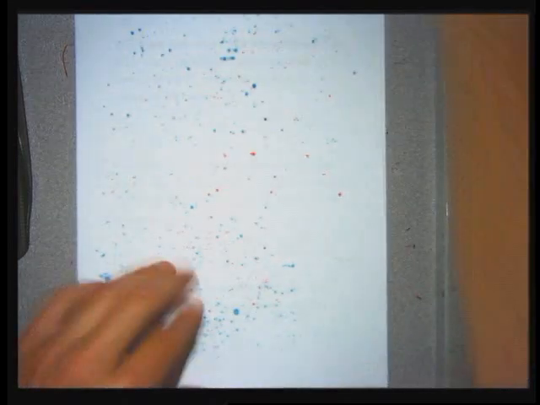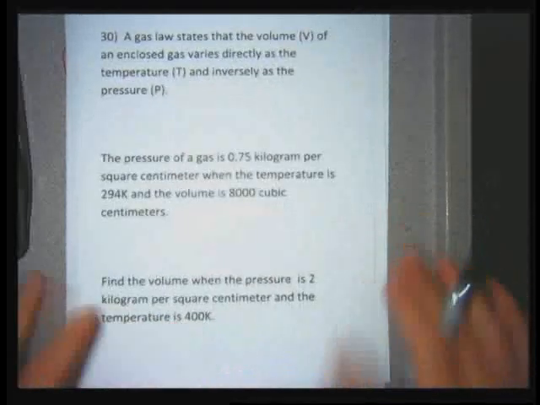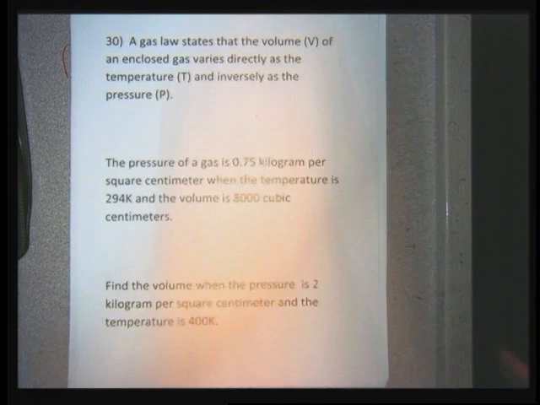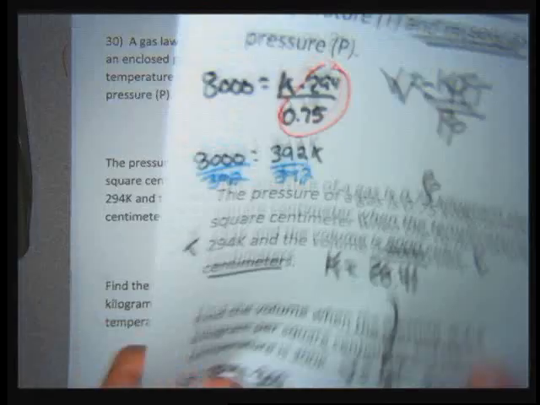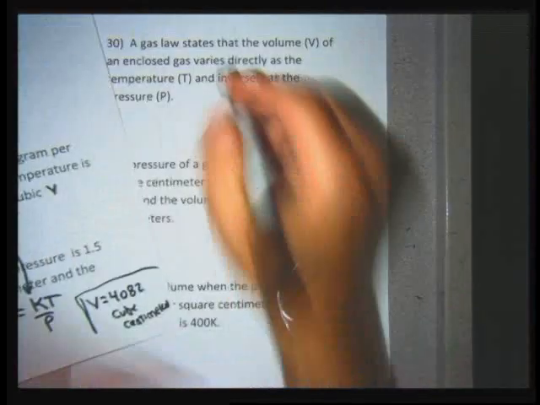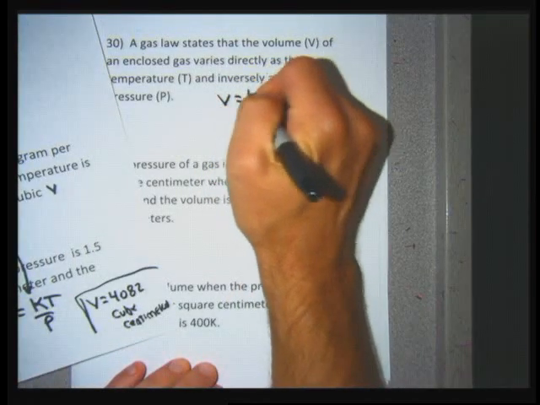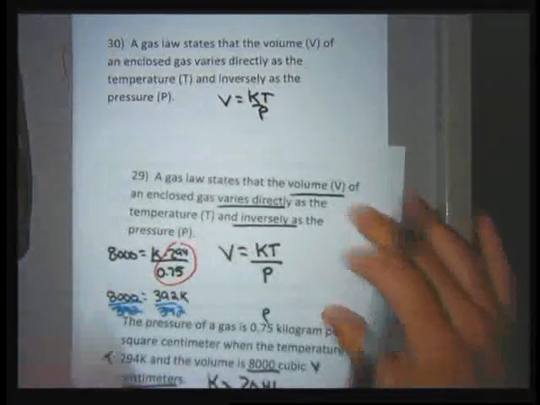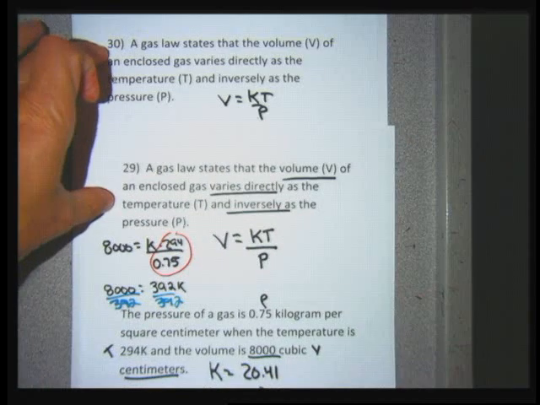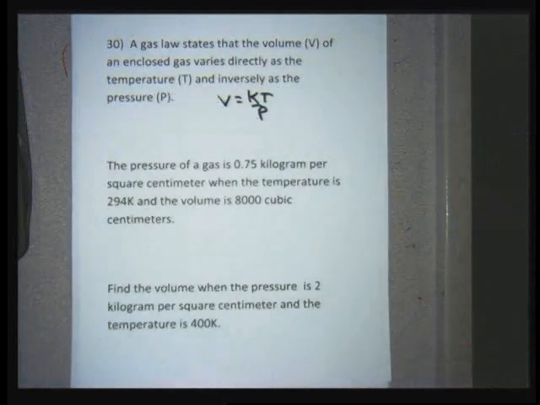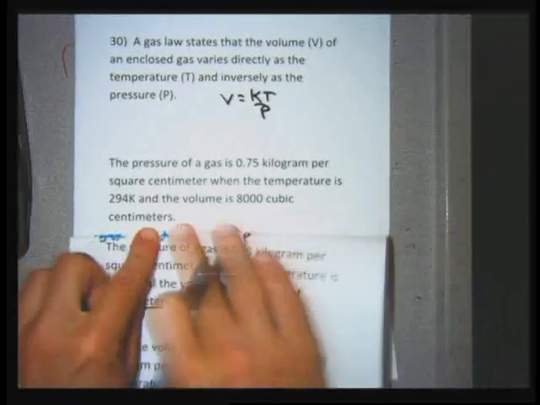Problem 30 should be a duplicate of problem 29. The first statement is exactly the same, so my initial equation is going to be the same. And the second sentence is exactly the same. So for problem 30, the initial statement, V equals KT over P, is the same because problem 29 and problem 30 have exactly the same words for the first sentence. Because problem 29 and 30 have the exact same words for the second statement, this part is the same.